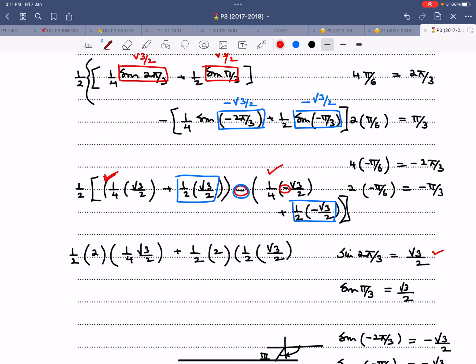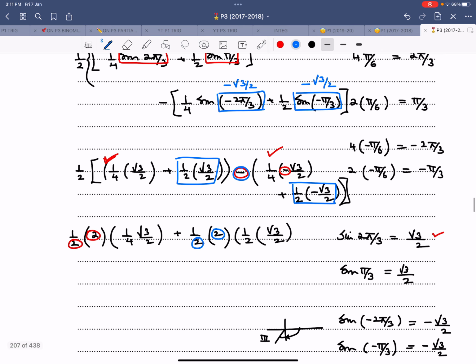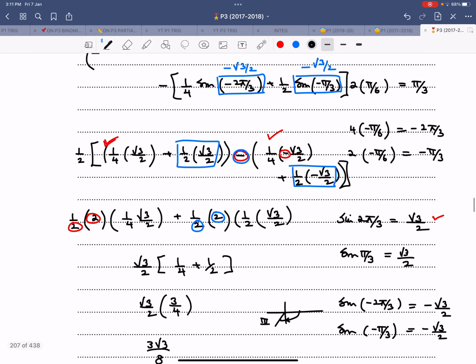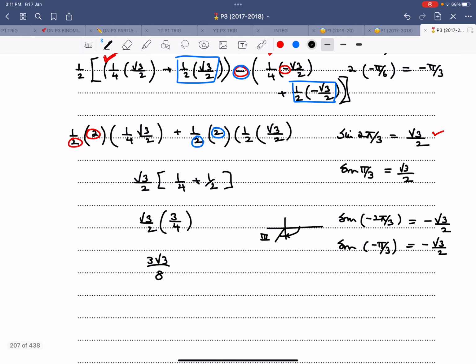So what do you get? This 2 and this 2 cancel off. Similarly, this 2 and this 2 cancel off. And you can take this root 3 over 2 common. And this is 1/4 plus half. That is 3/4. So root 3 over 2 into 3/4. So therefore, this is 3 root 3 over 8. That is the exact value, 3 root 3 over 8. And that is how we do this question successfully.